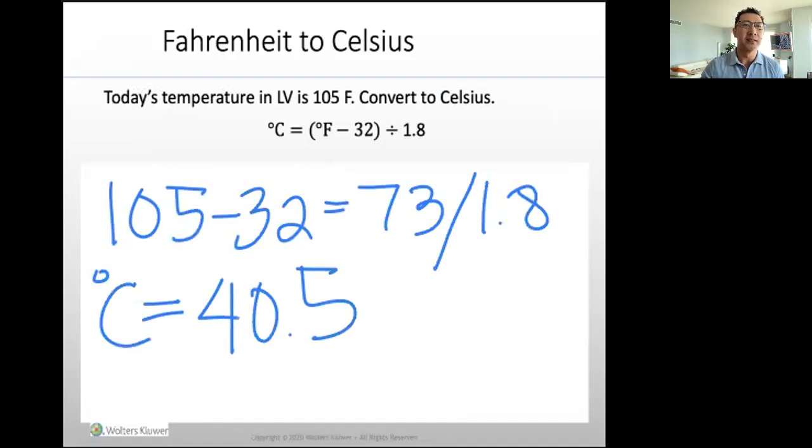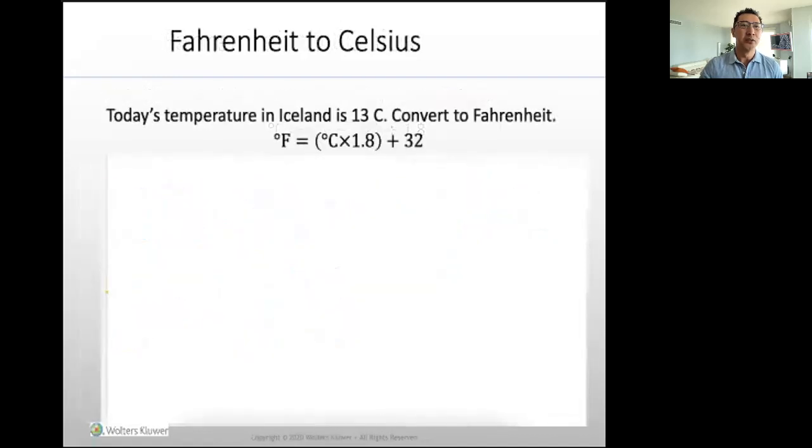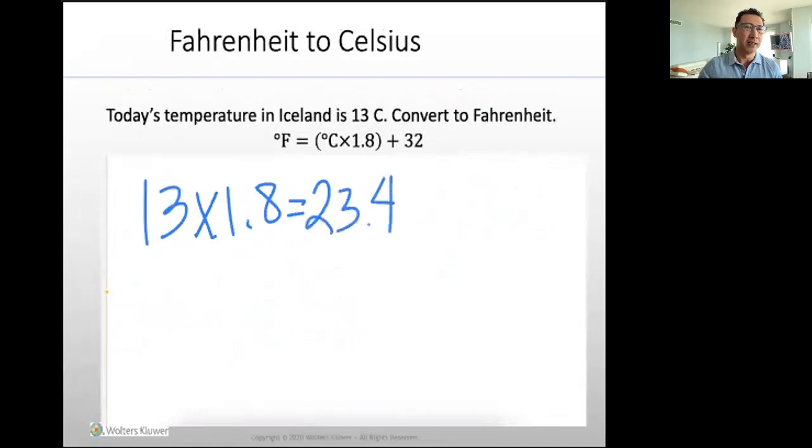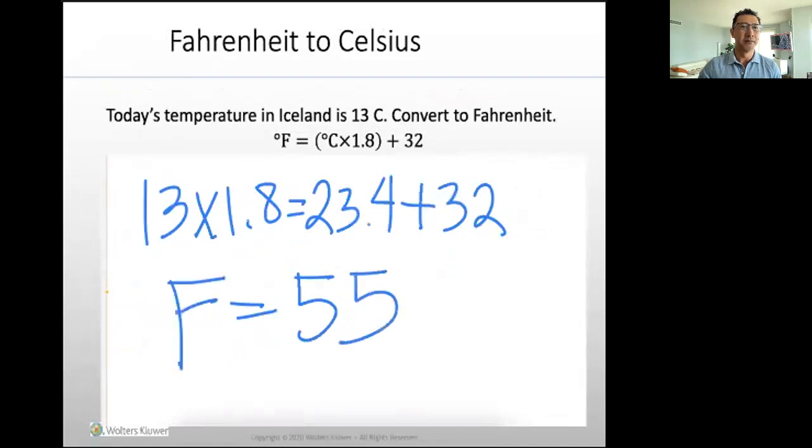Next is converting from Celsius to Fahrenheit. Today's temperature in Iceland is 13 degrees centigrade. Convert to Fahrenheit. Let's do that. 13 times 1.8, I'm just using the formula up top, which I will not give you come testing time, plus 32. And there's my temperature in Fahrenheit. Know this formula because I'm not going to give it to you.